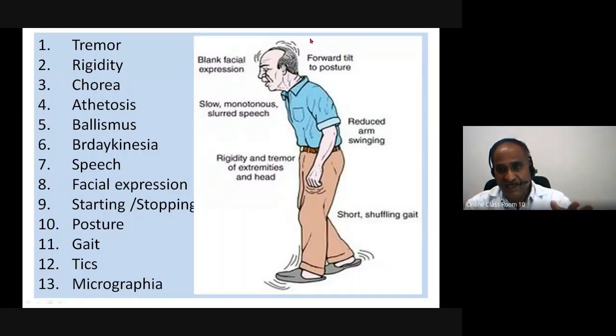This is one of the classical Parkinsonian patients. You can just see that short shuffling gait, reduced swinging, and the rigidity and the tremor, and the slow monotonous slurred speech, the flexion attitude, and the blank facial expression.